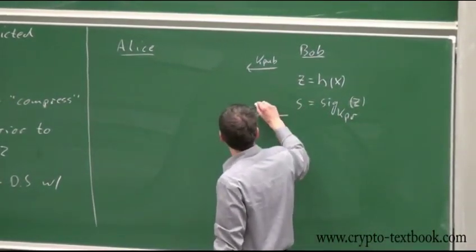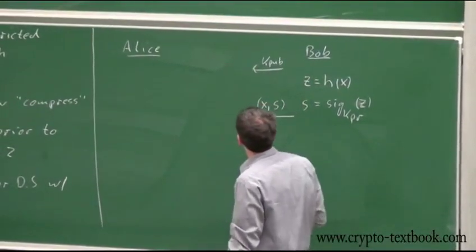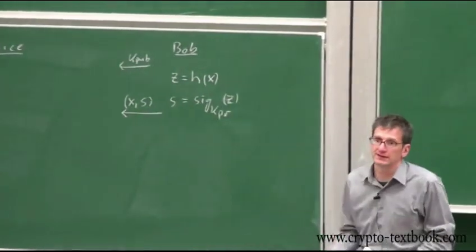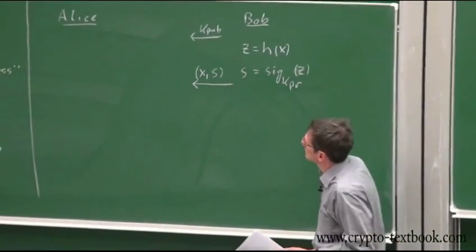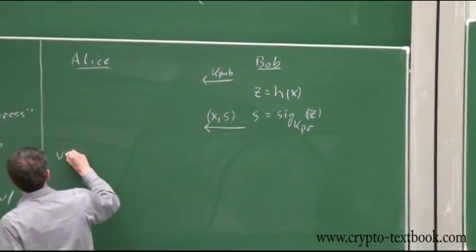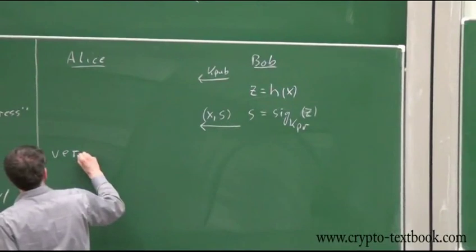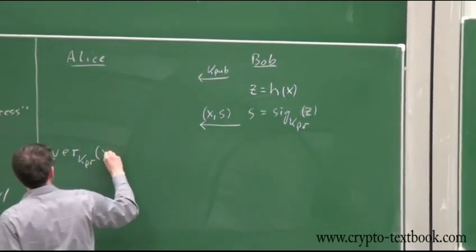What you send over is, as before, message and signature, nothing changes. Alice verifies using Bob's public key.